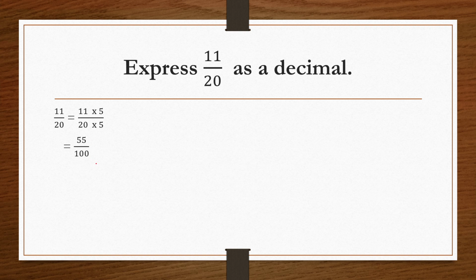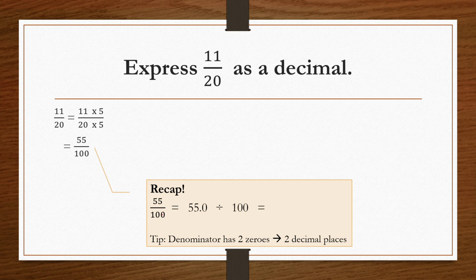Again, a quick recap. 55 over 100 is the same as 55 divided by 100, and because this is dividing by 100, I am shifting the decimal point 2 places to the left, which would give me 0.55. An easy way to remember: if the denominator is 100, which has 2 zeros, it would be 2 decimal places. So look at the numerator, which is 55, put it into 2 decimal places, you get 0.55.